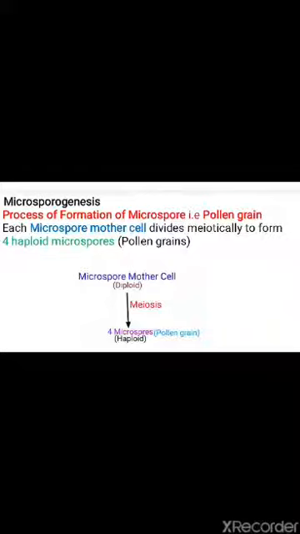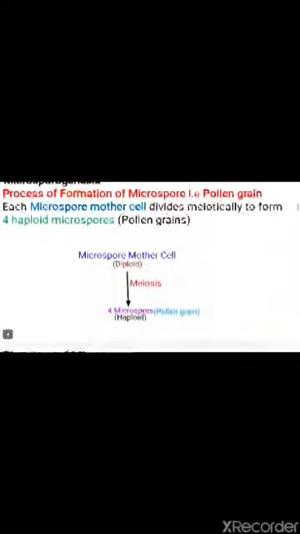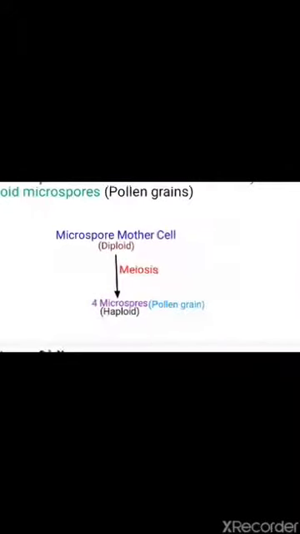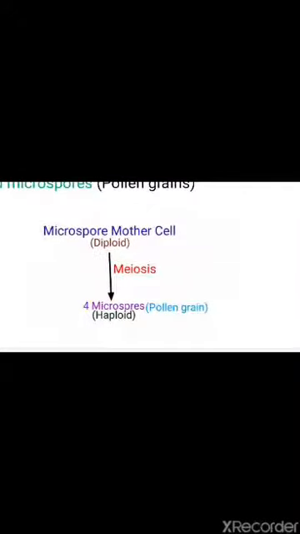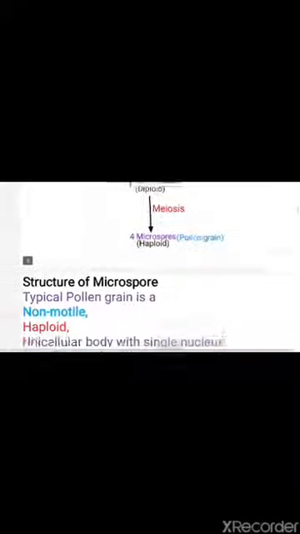So what is this microspore mother cell? Microspore mother cell is nothing but a sporogenous cell, which we already studied in TS of anther. This microspore mother cell is a diploid cell. It undergoes meiosis and forms 4 haploid microspores.